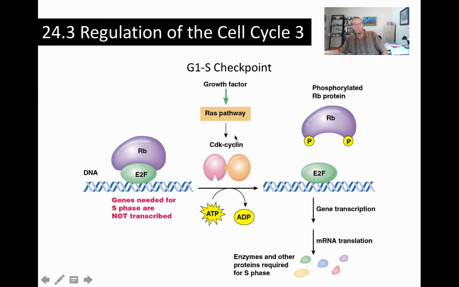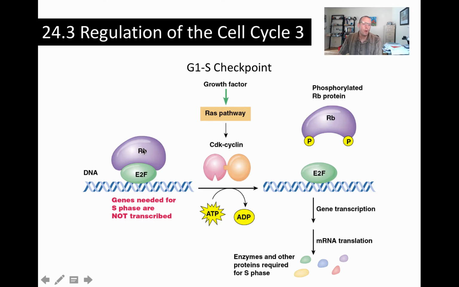In cells which are receiving the appropriate signals from growth factors and nutrients in the environment, the RAS pathway is activated, and that turns on the CDK cyclin pathway. And so we have an accumulation of active CDK cyclins when there are adequate growth factors and nutrients in the environment. What that means is that normally CDK and cyclins can phosphorylate this protein called RB.